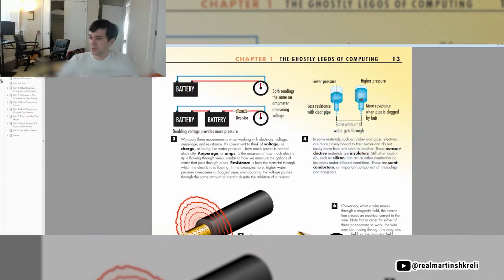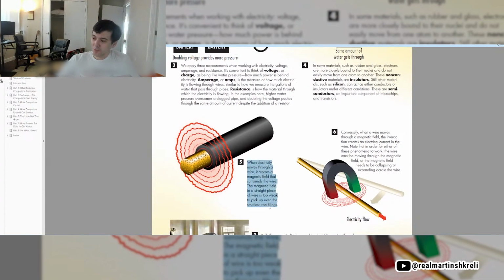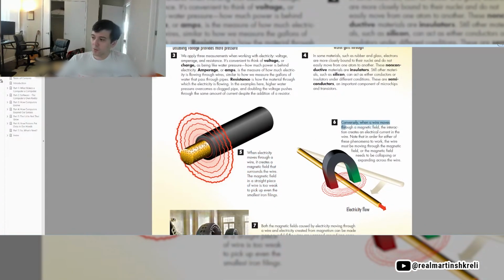The same amount of water gets through when you have higher pressure, and more resistance when the pipe is clogged. When electricity moves through a wire, it generates a magnetic field that surrounds the wire. The magnetic field around a straight piece of wire is too weak to pick up even the smallest iron filings. Conversely, when a wire moves through a magnetic field, the interaction creates an electric current in the wire.